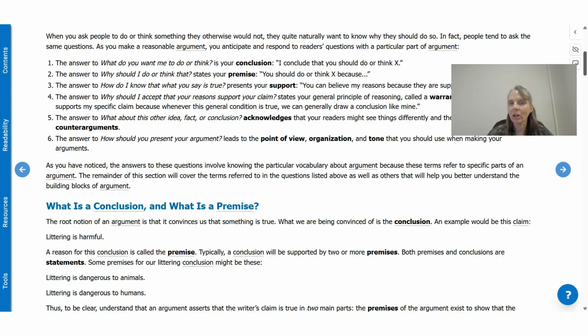Acknowledges that your readers might see things differently and then responds to their counterargument. Or, they might have heard an opposite argument, so you want to respond to that. The answer to "How should you present your argument?" leads to the point of view, organization, and tone that you should use when making your arguments.